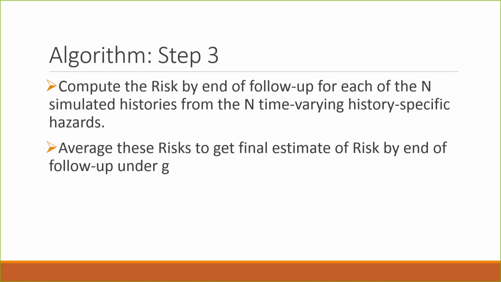That's how that computation relates time-varying hazards to a risk in the presence of censoring, and actually in the absence of censoring as well. That is quite definitionally the same. Now I'll have n risks, one associated with each of those n histories. My final estimate of risk under this intervention or treatment strategy G is just the average of those history-specific risks.